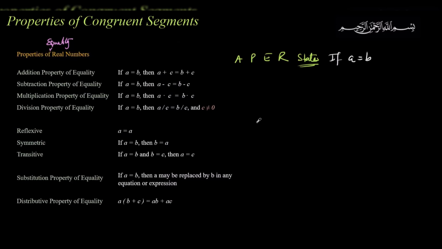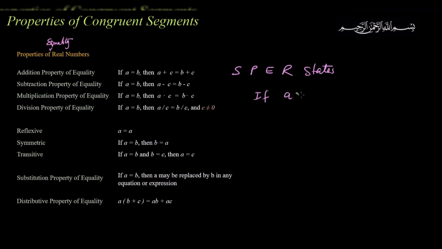So we have addition property of equality for real numbers. Now, if I were to ask you to state what is the subtraction property of equality for real numbers, you should be able to say the subtraction property of equality for real numbers states that if A is equal to B, then A minus C is equal to B minus C. That is, if two numbers are equal, you can subtract something from both of them and the resulting quantities will still be equal.